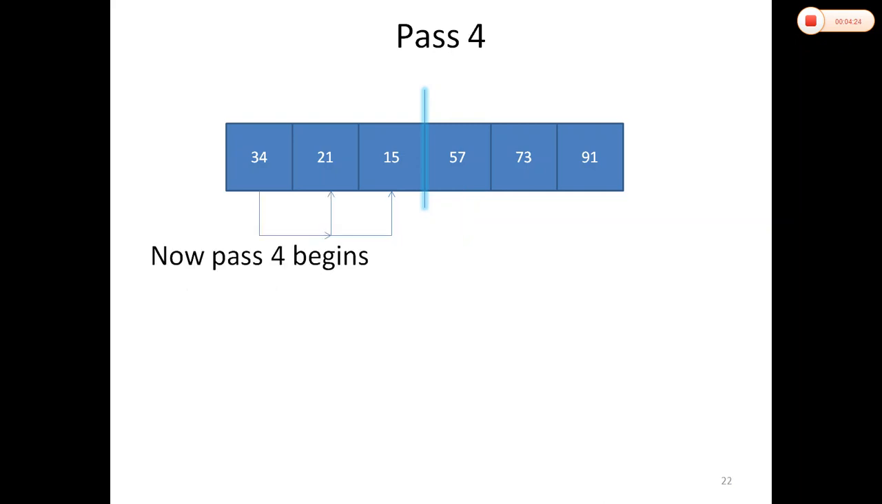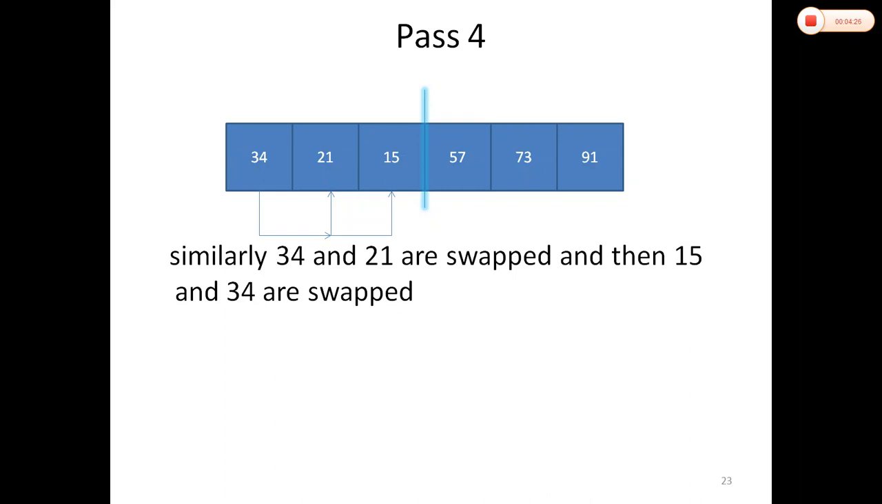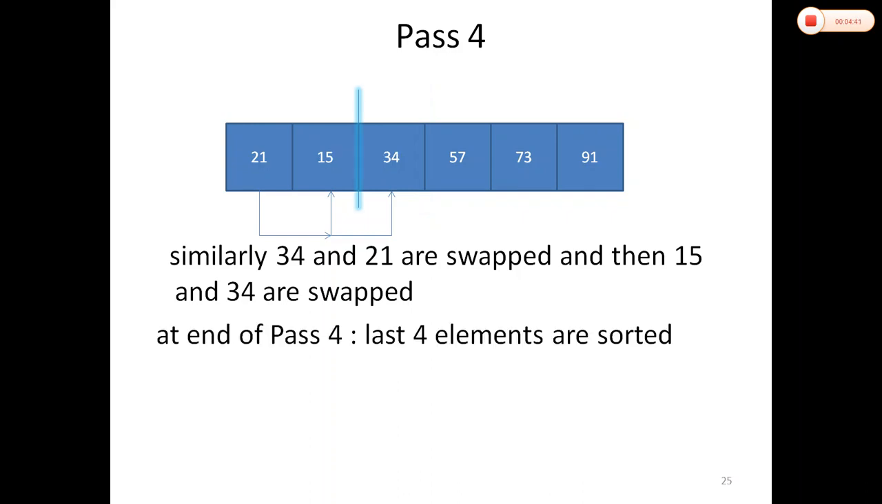And pass 4 begins. It compares 34 and 21, they will be swapped, and then it compares 15 and 34, again they will be swapped. Like this and then like this. So at the end of pass 4, the last 4 elements are sorted: 34, 57, 73 and 91.